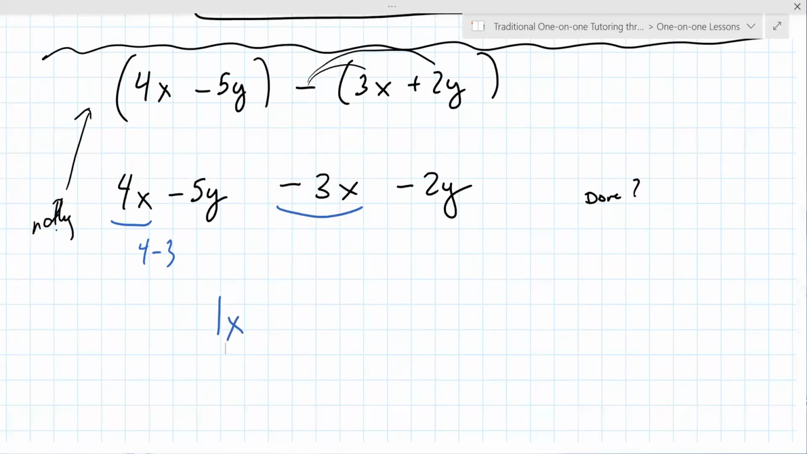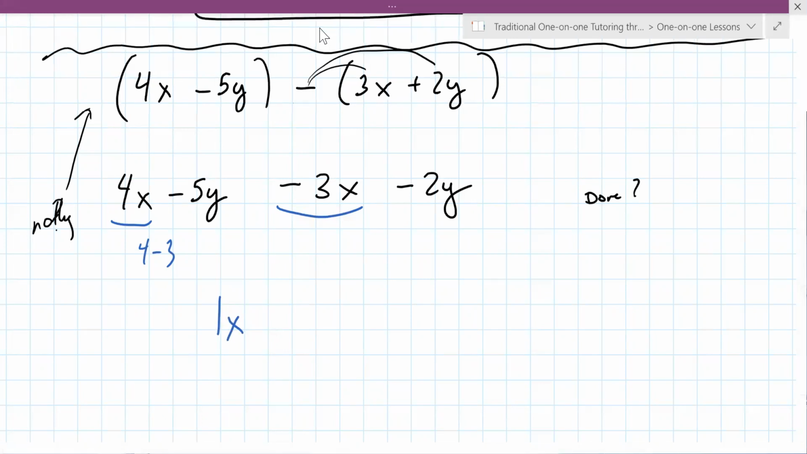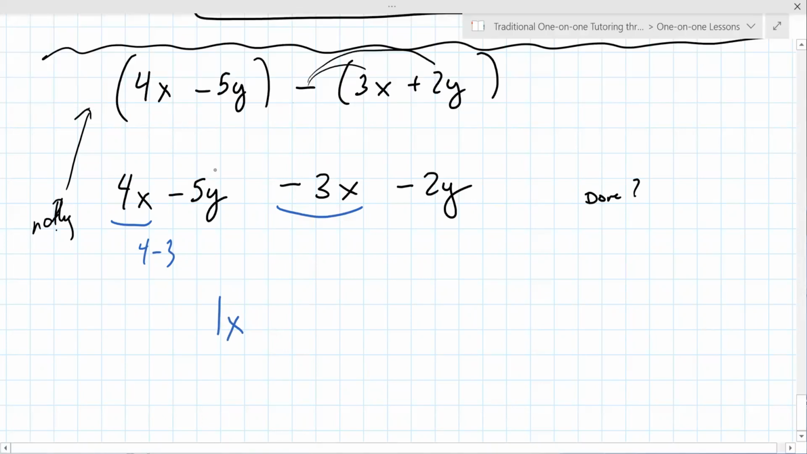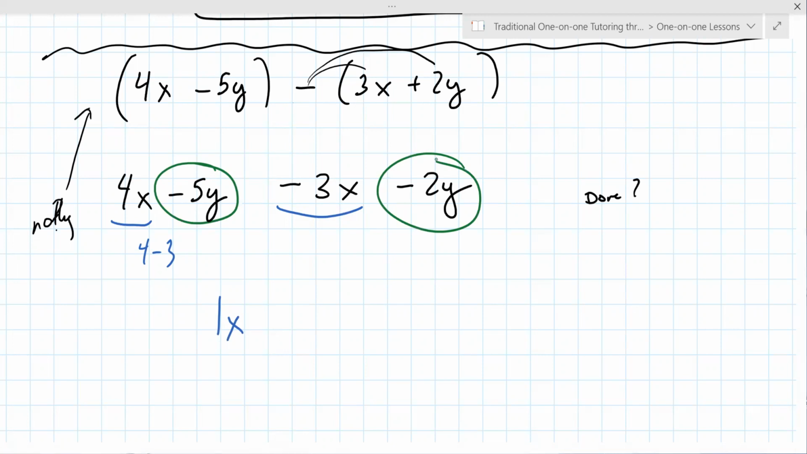Now what about minus 5y minus 2y? Right? Yes. It's minus 5 minus 2. So it's minus 7y. Yes. Okay. Thank you. Okay, so we gotta get this down.